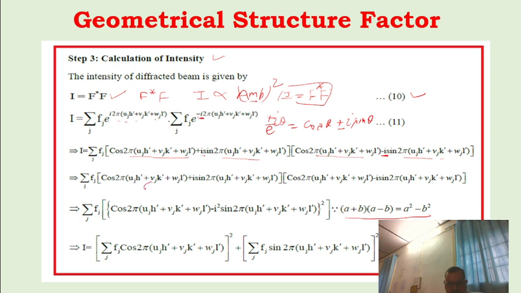This is A, this is V, A plus V, this is A, this is minus, this is V. So this will equal A square minus V square. So if this is the term, then what? This is A plus V, A square. What is A? Cos 2 pi.